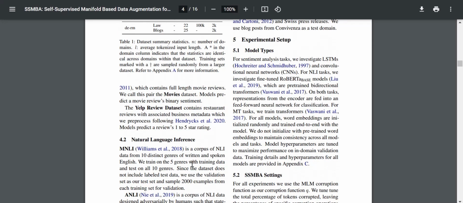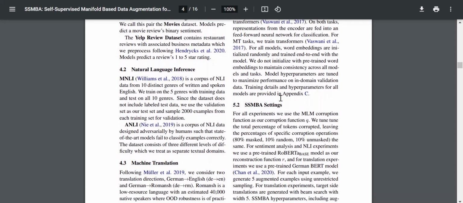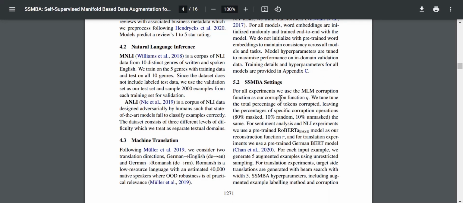So for the model setup, for sentiment analysis tasks, they use LSTMs and convolutional nets. For NLI tasks, they investigate fine-tuned RoBERTa-based models, which are pre-trained bidirectional transformers. On both tasks, representations from the encoder are fed into a feed-forward neural net for classification. For machine translation tasks, we train transformers. For all models, word embeddings are initialized randomly and trained end-to-end with the model. We do not initialize with pre-trained word embeddings to maintain consistency across all models and tasks. Model hyperparameters are tuned to maximize performance on in-domain validation data. Training details and hyperparameters are in the appendix.